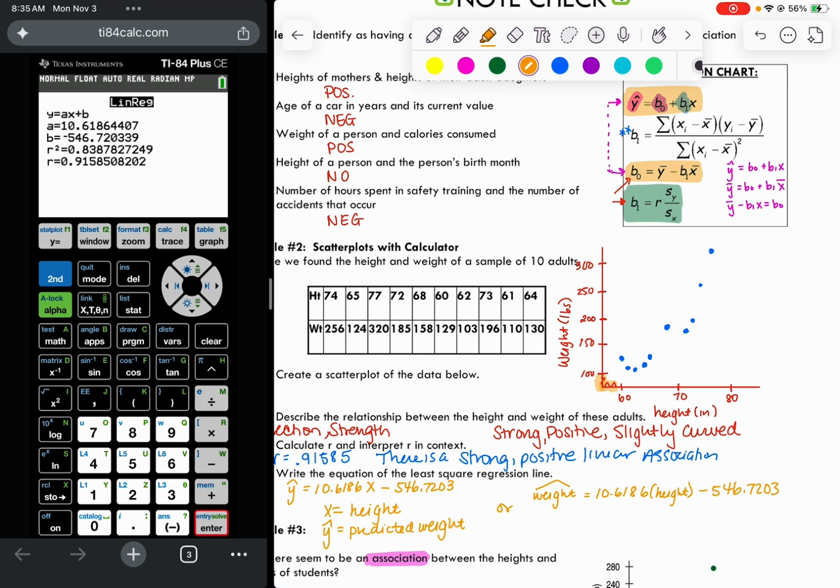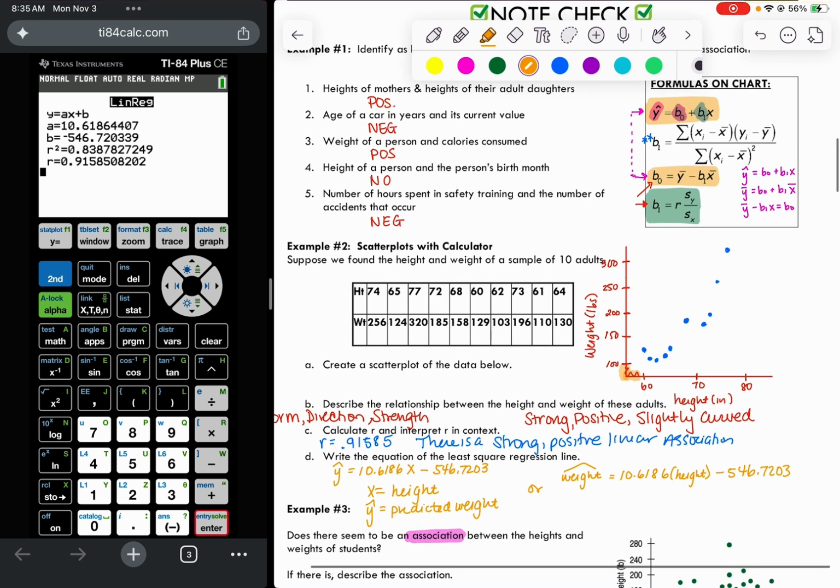If you want to do it in the opposite direction, that's fine, but you'd have to create a different scatter plot where the weight was on your x-axis and the height was on your y-axis, and you would have to recomplete all of the calculations of the least squares regression line. You'd have to find a different slope. You'd have to find a different y-intercept. So if you want to make a prediction from weight to height, you'd have to reverse everything. But for the most part, for this scenario, it makes sense to use your height to predict your weight.